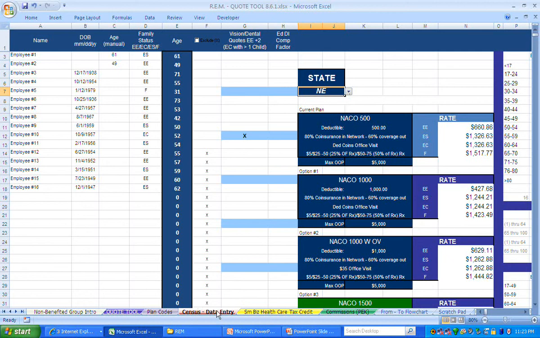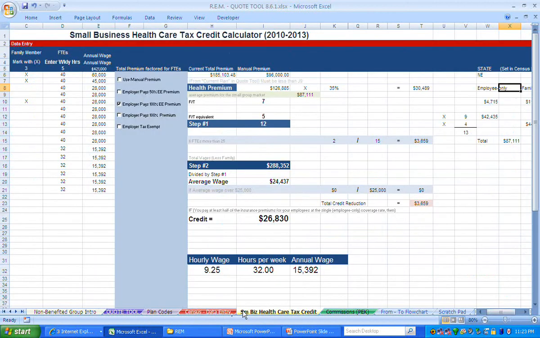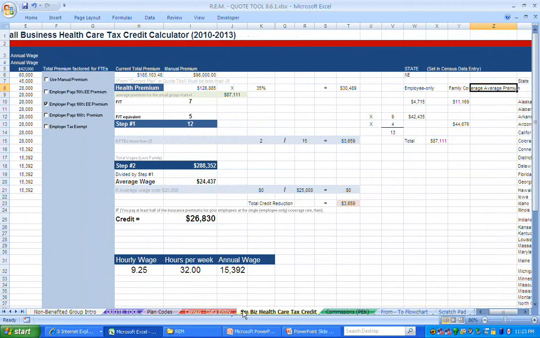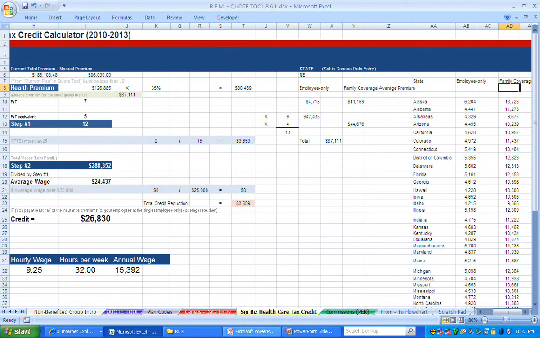Come back over to the Small Business Healthcare Tax Credit. You can see we have all the states and the average set by HHS over here. Once the state is factored in, then the correct premium flows through. This number is the amount of employees. This number is the amount of families, and that's other than employees, basically. And this is the total. And you'll notice it was a 16 life group minus the 3 family members for the total of 13.